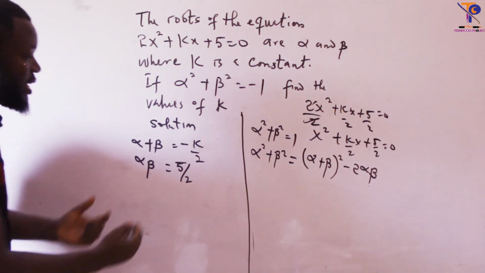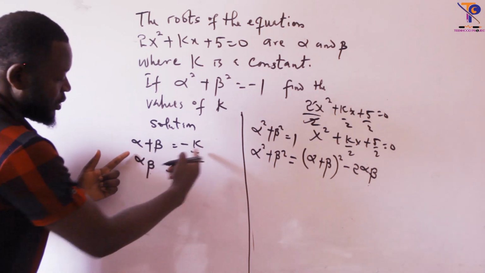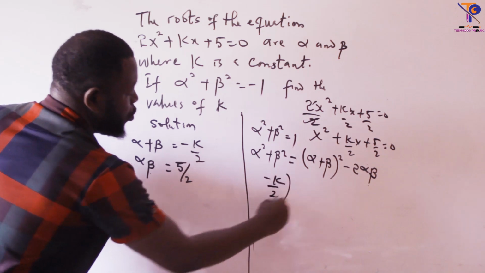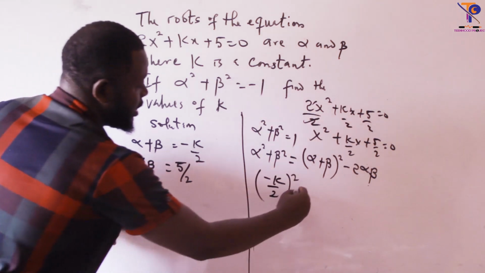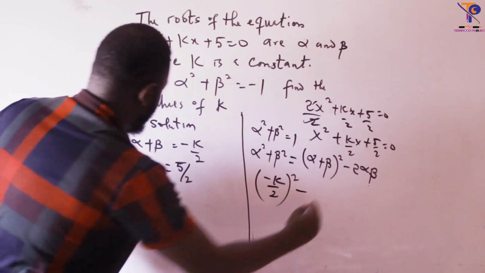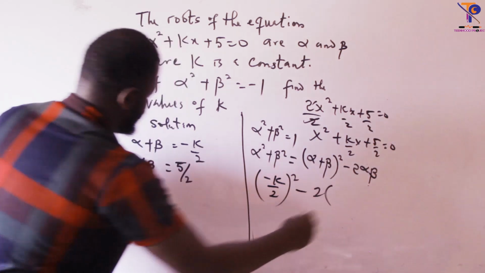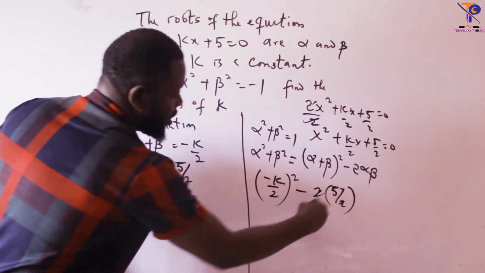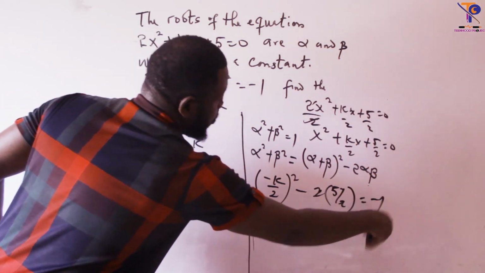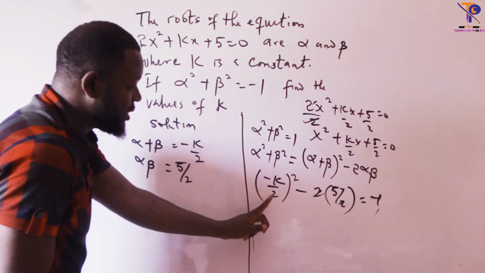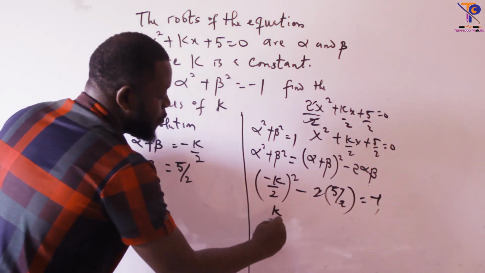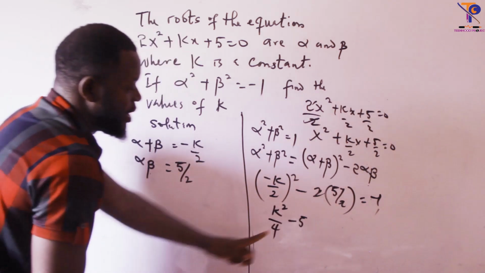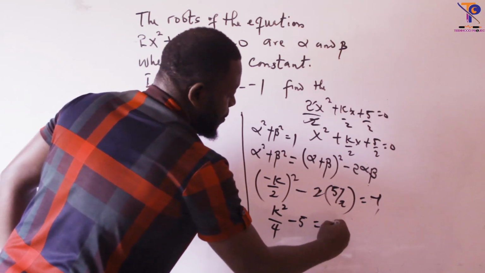So if that is the case, I can substitute these two. Alpha plus beta here is going to be minus k over 2, then we power it, then plus minus 2 into alpha beta, that is 5 over 2. From here, 2 cancels 2. Don't forget the answer is equal to -1. So if I'm to power this, I will have k squared over 4, then minus 5 is equal to -1.